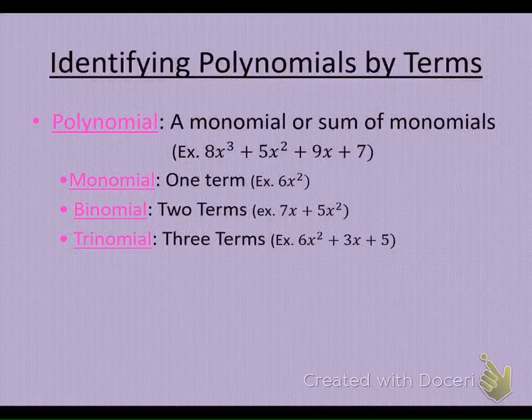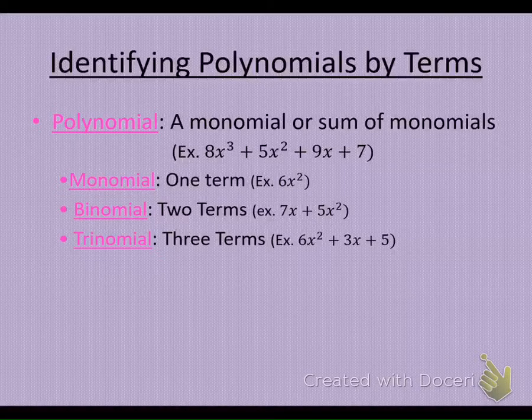So look at the example I gave you. How many terms do you see in that example? Remember, terms are the parts being added together. So how many terms do you see in that example? 4, right? So that is a sum of monomials. So a polynomial by definition is a monomial or a sum of monomials.